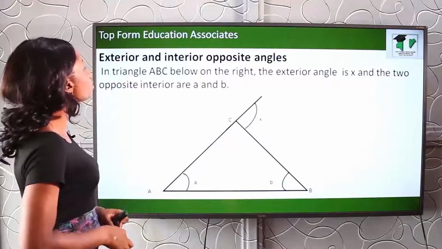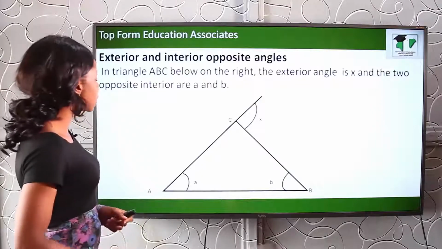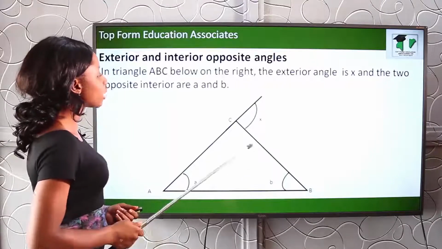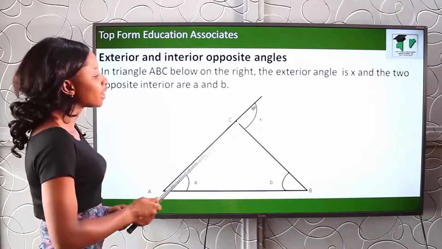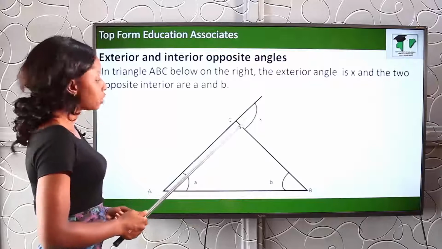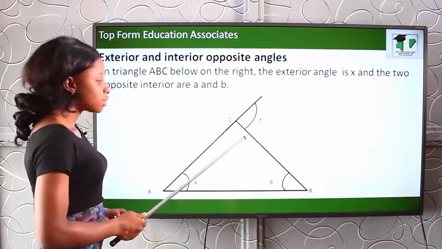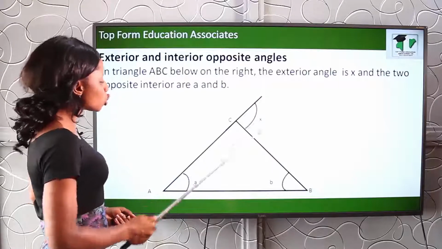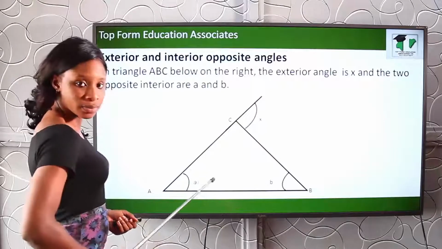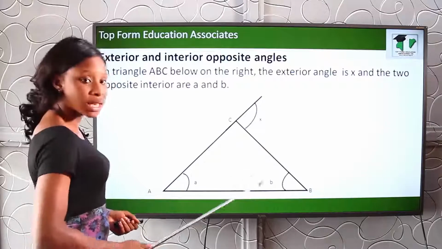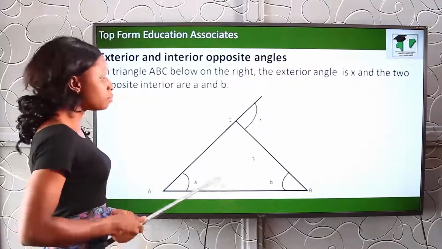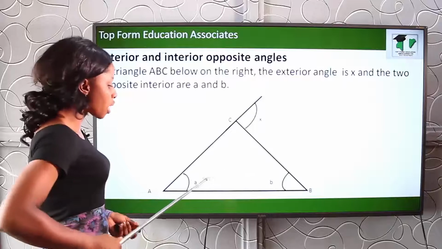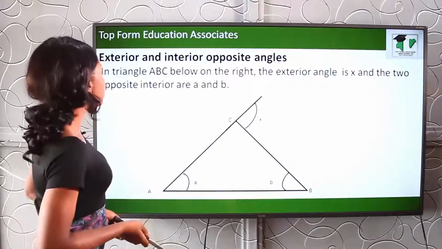Exterior and interior opposite angles. Now, look at this triangle ABC. If you look at this triangle, you will see that we have an angle outside and it is labeled X. Now, if you look at this X, you will see that it is opposite to the angles inside the triangle, meaning X is opposite to the interior angles A and B.